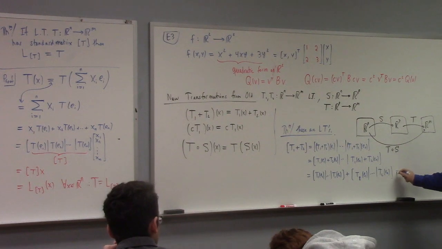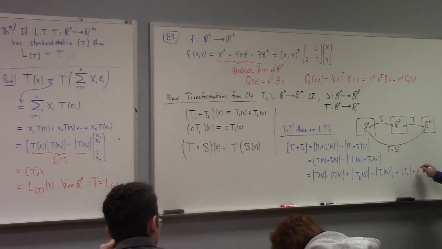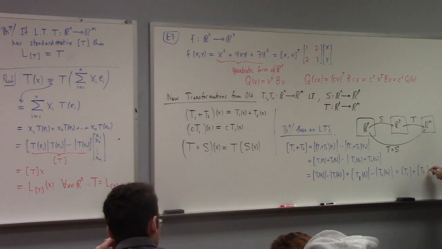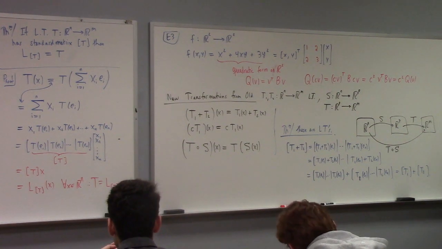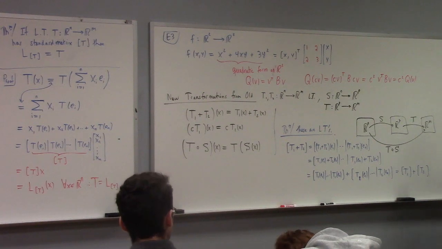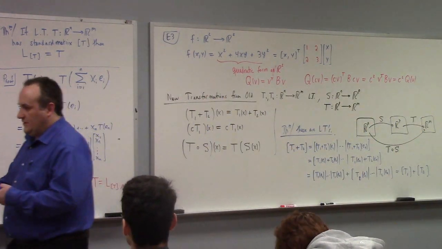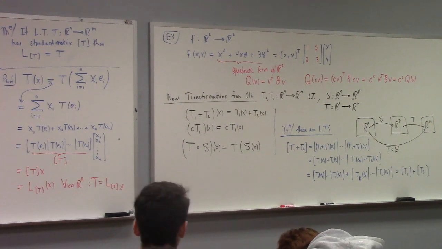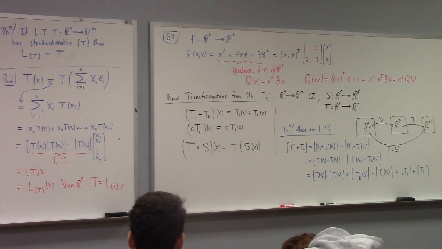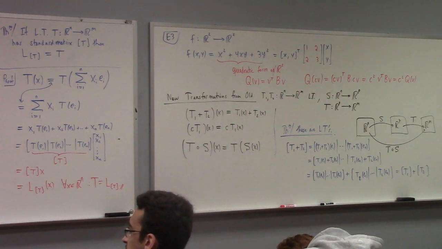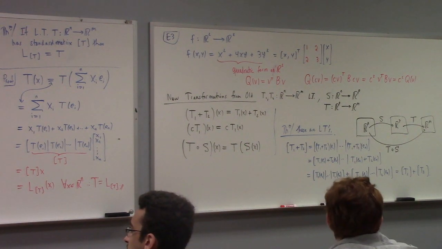And now for the conclusion of this exciting proof: the standard matrix of T1 plus the standard matrix of T2. So shockingly, the standard matrix of the sum of two linear transformations is, guess what, the sum of the standard matrices of the transformations. This is not a hard thing to show. As you can see, I just did it right there without too much work.